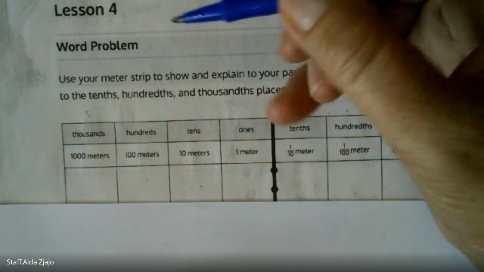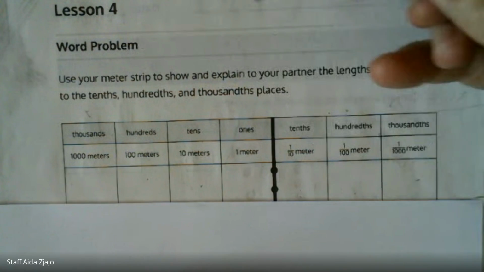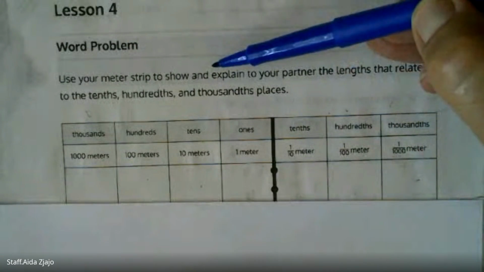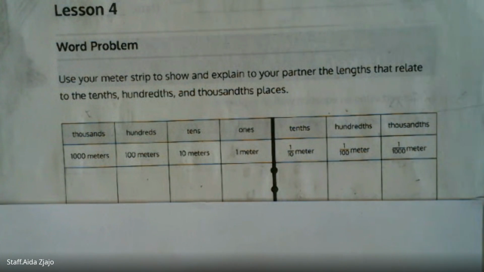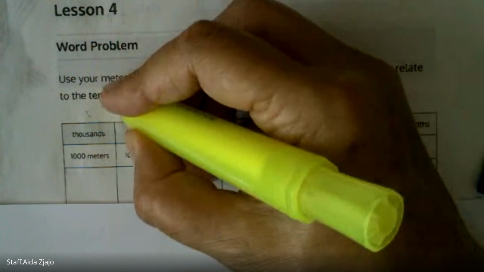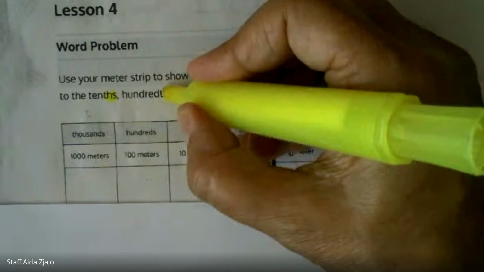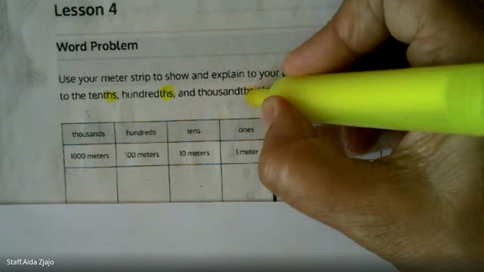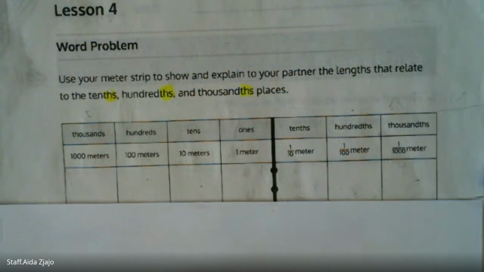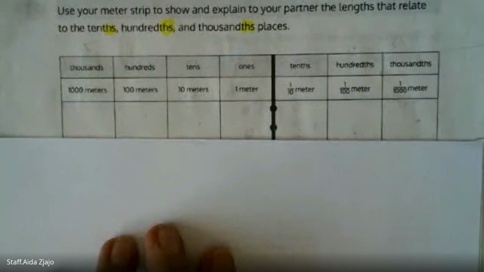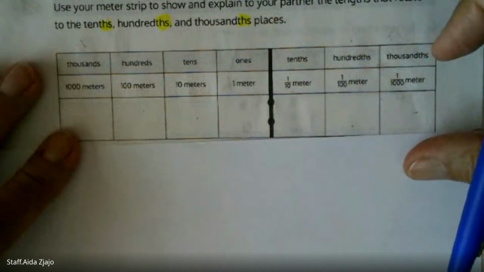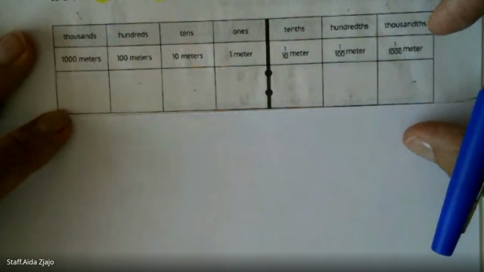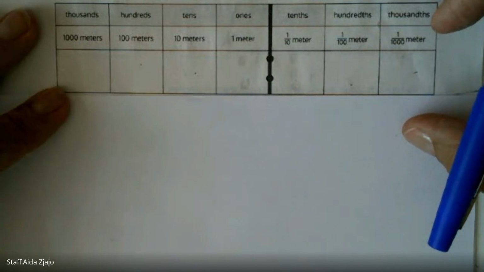It's lesson 4 word problem. Use a meter strip to show and explain to your partner the lengths that relate to tenths, hundredths, and thousandths places. So if we connect, the metric system is connected to the decimal place value because it's a power of 10.